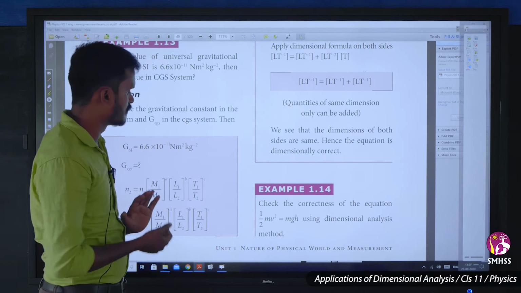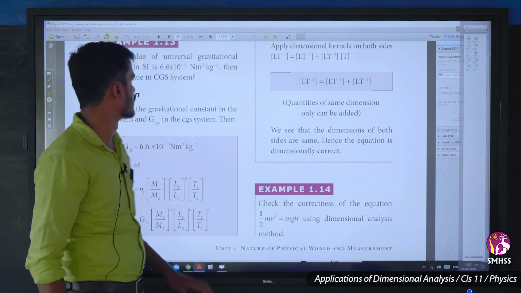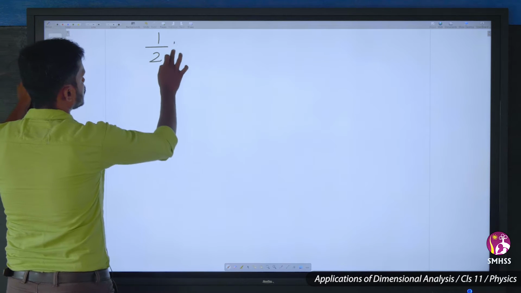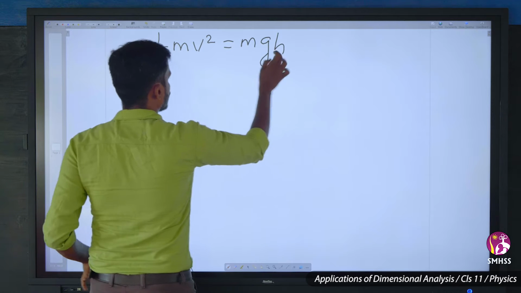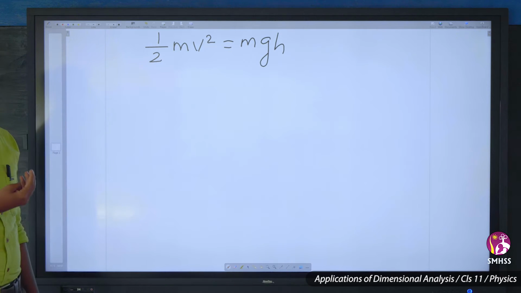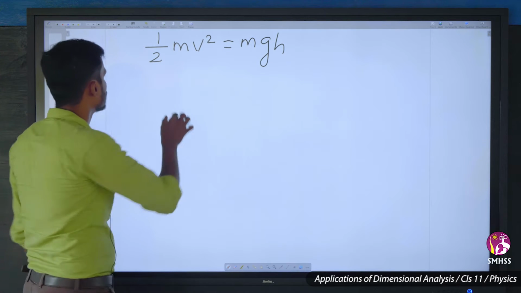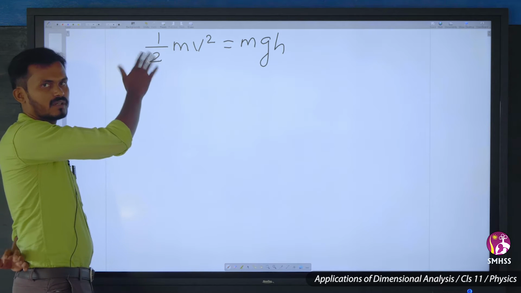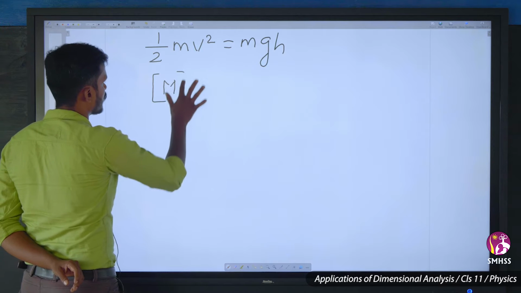We will take another example and check the correctness. That is half mv square is equal to mgh. This is one physical relation. We should check using dimensional analysis whether this physical relationship is correct or not. So, we will apply dimensions for this. This half, or 1 by 2, is a number, so it does not have dimensions. For mass we can write it as M.